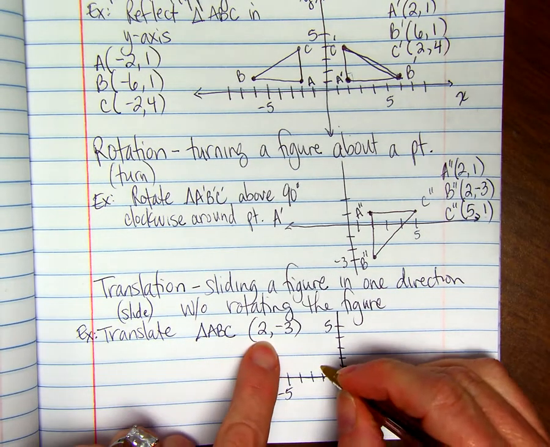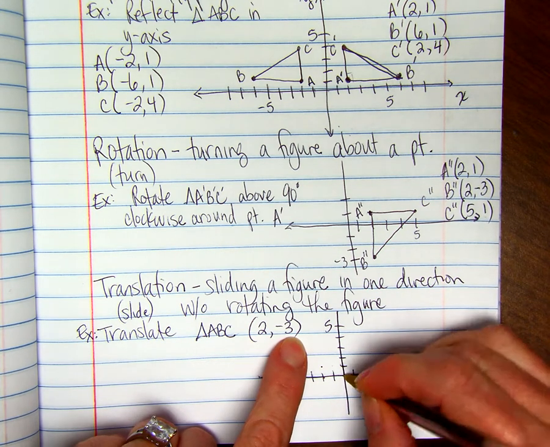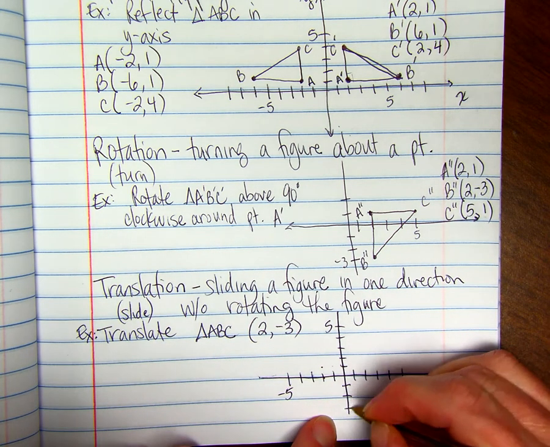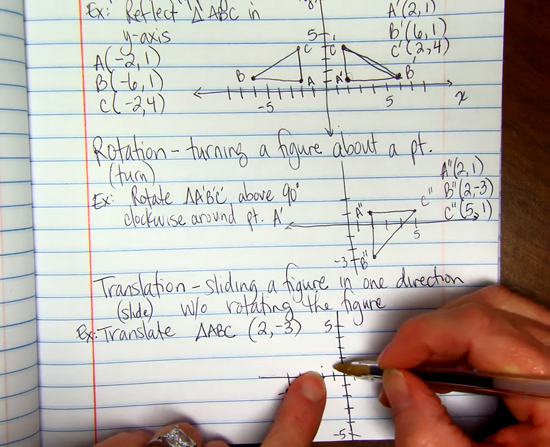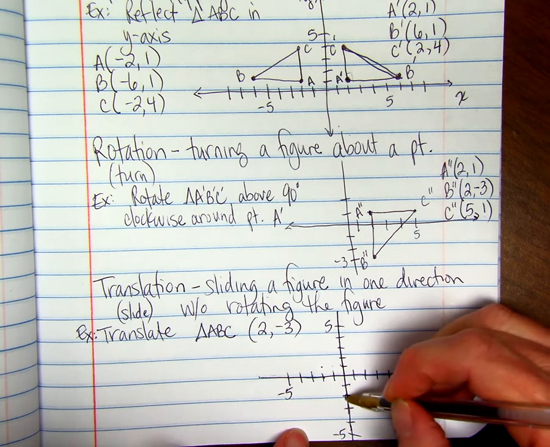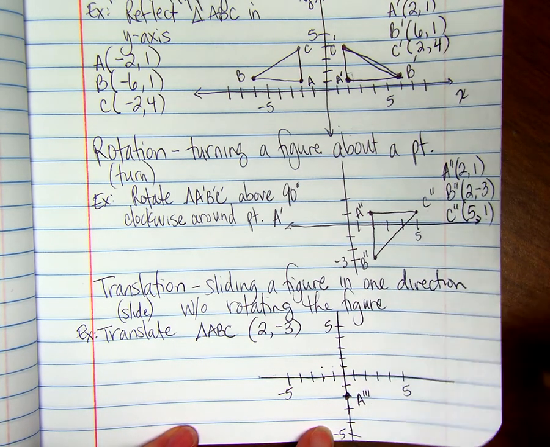Then we want to go to the right 2, which puts us on the y-axis, and we want to go down 3. Uh-oh, I forgot to draw my negatives. So we're at 2, 1, we go to the right 2, down 3. 1, 2, 3. And that's our A triple prime.